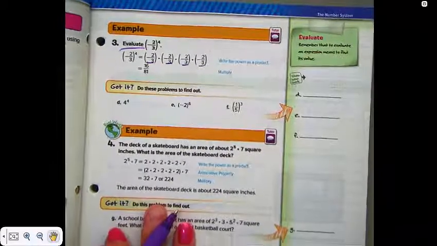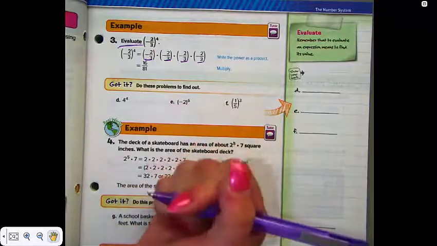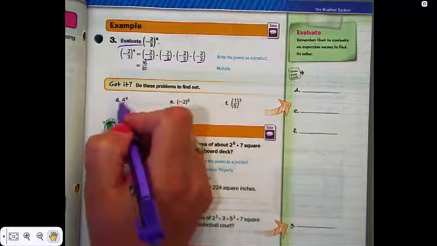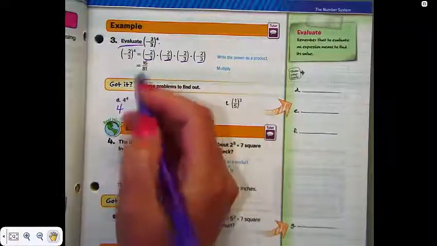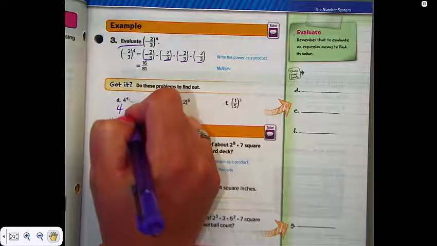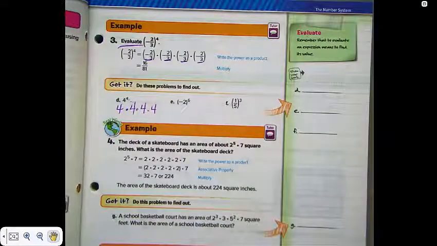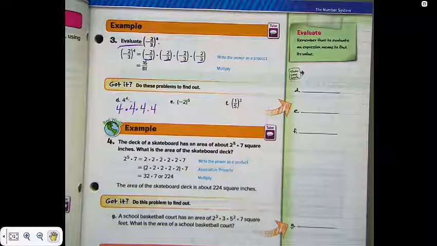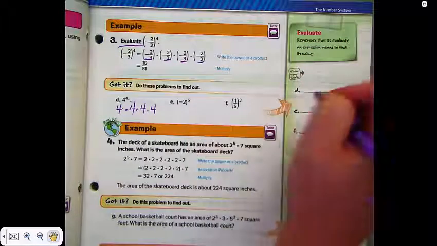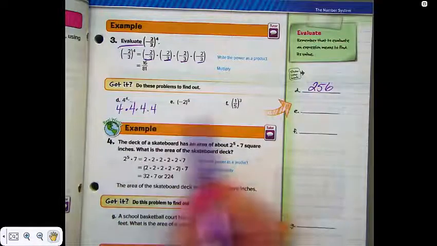So now let's look at D. D says 4 to the 4th power. So I know the number that I'm multiplying together is a 4, because that's what the base tells me. And the exponent, the small number, tells me how many 4's I'm going to multiply together. I'm going to multiply 4 of them together. So I end up with 4 times 4 times 4 times 4. And if you take a 4 times 4 times 4 times 4, you end up with 256. So the answer to D is 256.